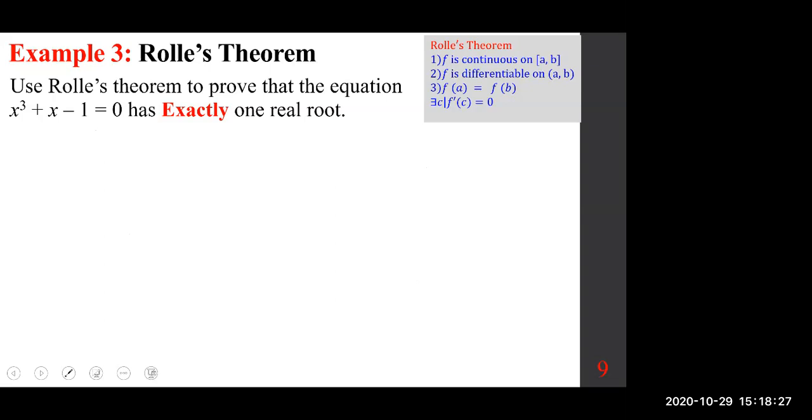Again, Rolle's theorem is given at the top right for us to remember what it stands for. We want to use Rolle's theorem to prove that this equation has exactly one real root. So what we really need to do first is show that it has at least one root. So there are 2 parts: proving that there are roots, and then using Rolle's theorem.